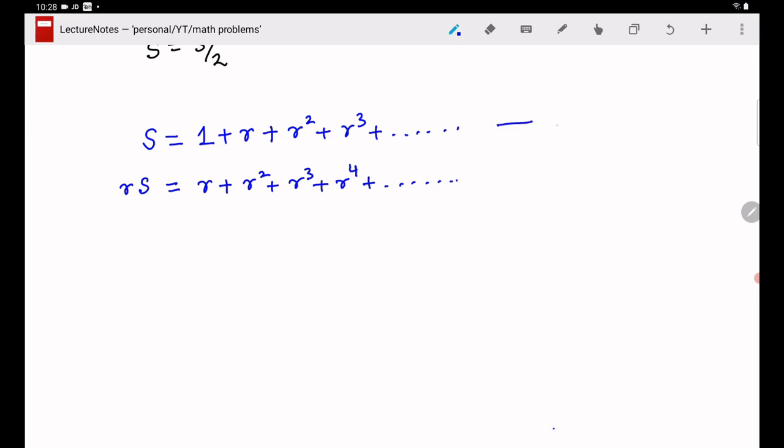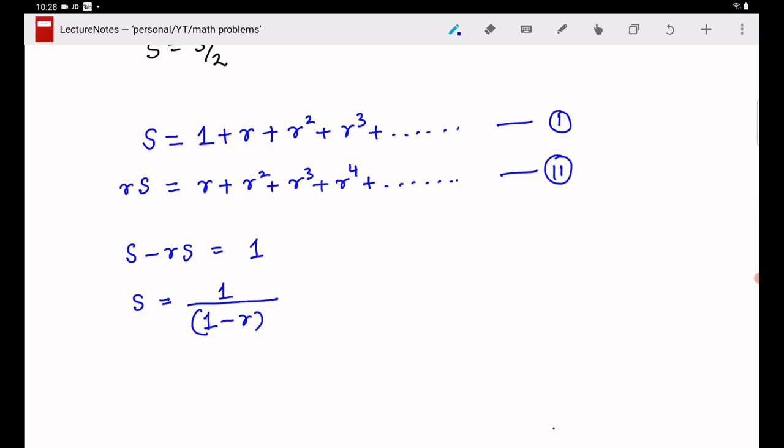We once again have two equations 1 and 2, and as we did previously we subtract the second equation from the first one. And we get this answer. So basically the same idea works for any number between 0 and 1. As long as R is less than 1, this will work.